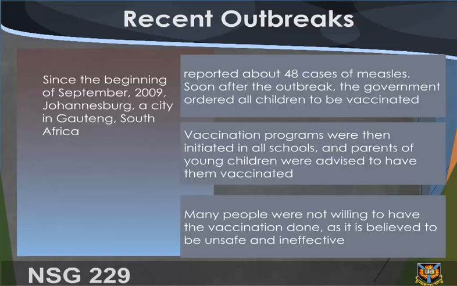Recent outbreaks. Since the beginning of September 2009, Johannesburg, a city in Gauteng, South Africa, reported about 48 cases of measles. Soon after the outbreak, the government ordered all children to be vaccinated. Vaccination programs were then initiated in all schools, and parents of young children were advised to have them vaccinated.